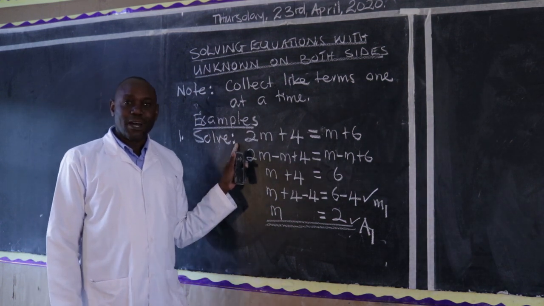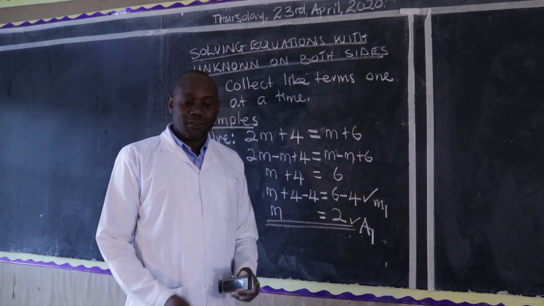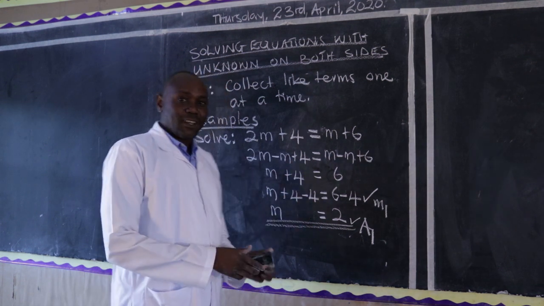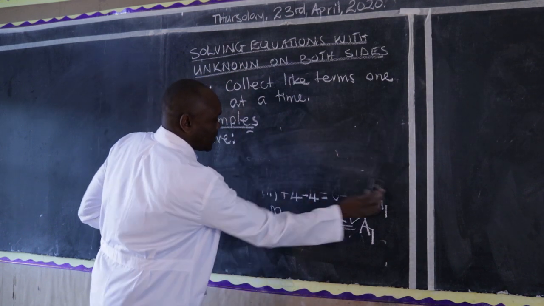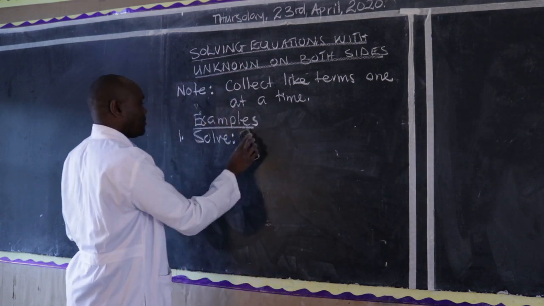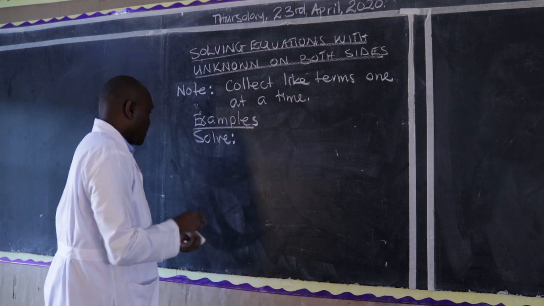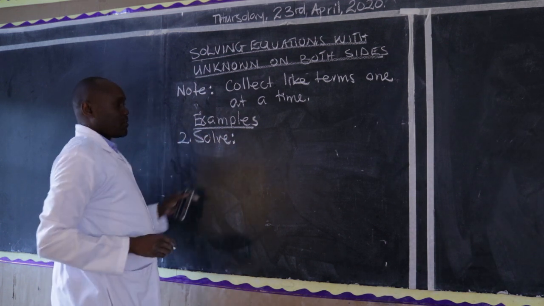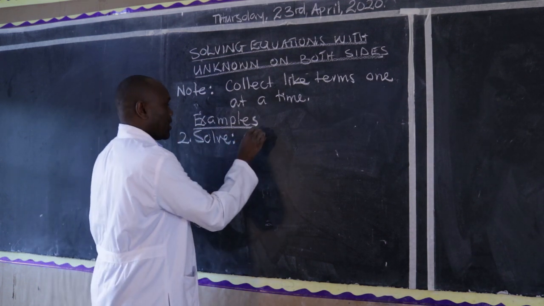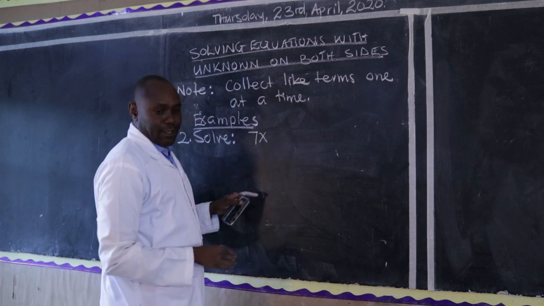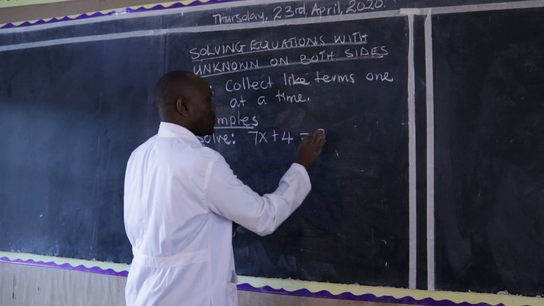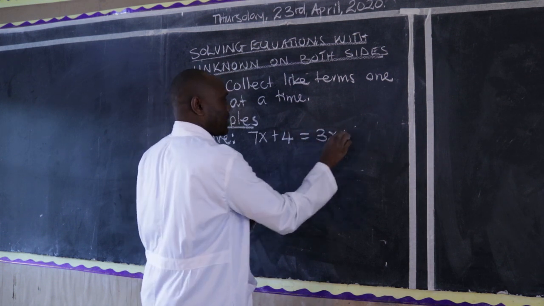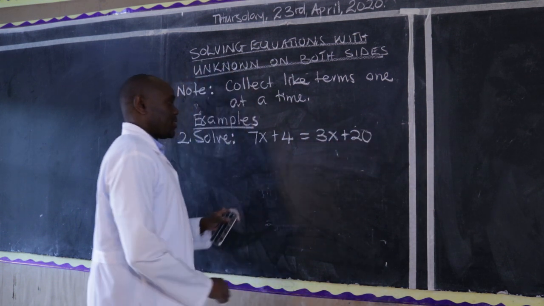So candidates, are you done with the number 1? I'm moving now to number 2. Number 2, we have solve 7x plus 4 is equals to 3x plus 20.